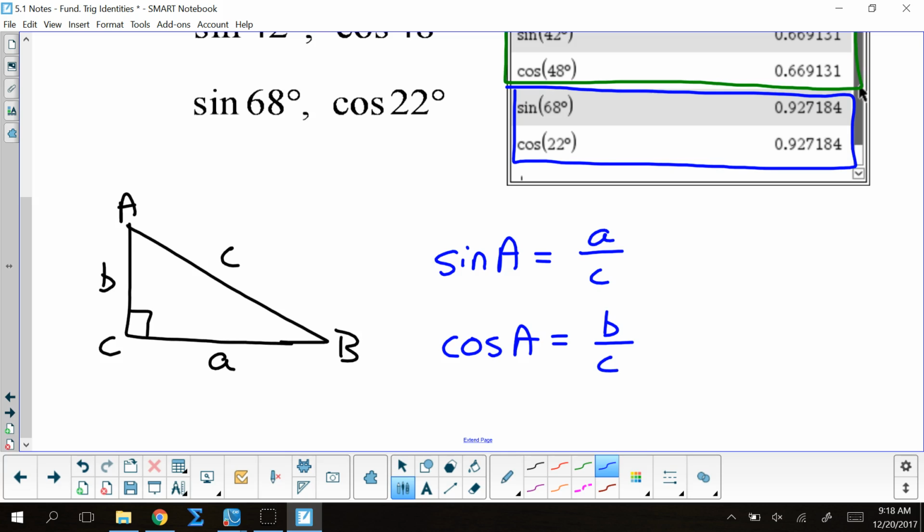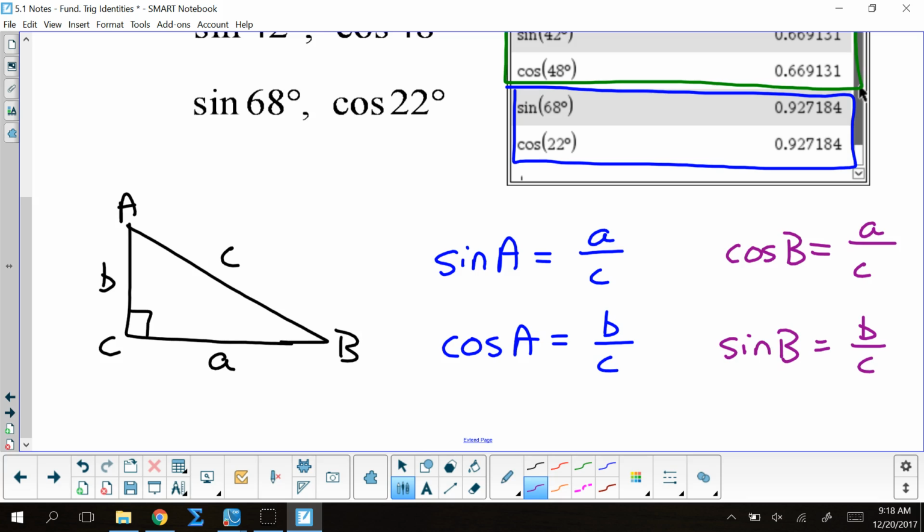Now, if I flip that, and I go the cosine of angle B, that's going to be side A over side C, because angle A's opposite side is angle B's adjacent side. And the sine of angle B is going to be B over C. So that will always happen.